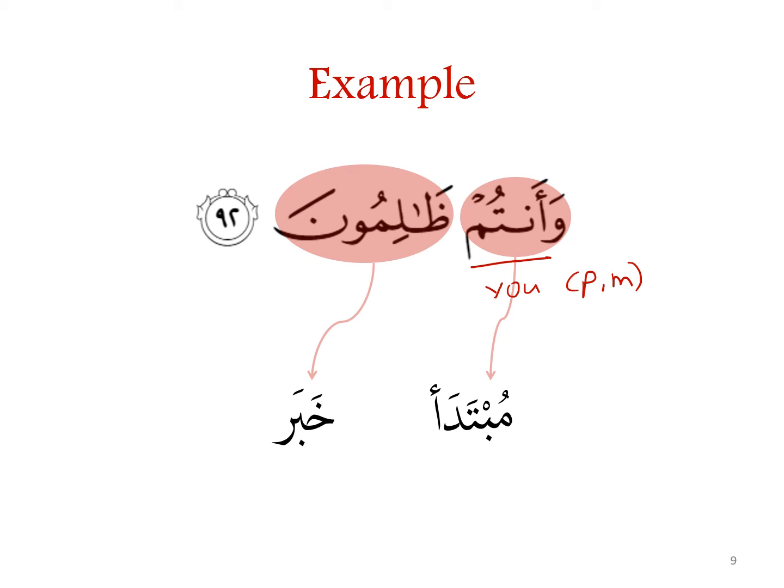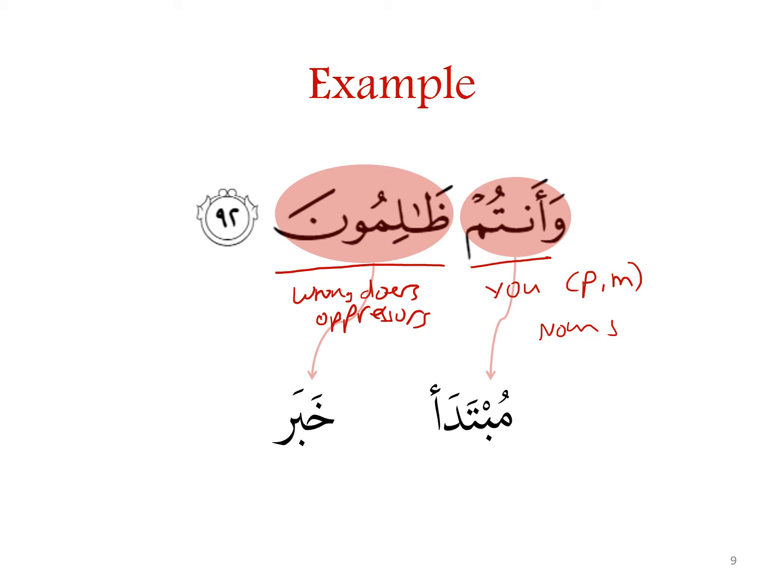And we know that dhamirs, or dhamair, are also nouns. They come under the ism category. ظَالِمُونَ, this is indefinite because there's no alif lam, and it means wrongdoers or oppressors. And it's the khabar in this particular section of the ayah.